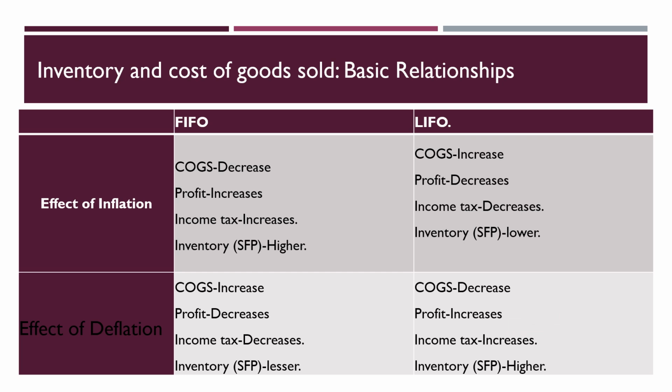In the LIFO scenario, with the deflation, cost of goods sold decreases. As a result, the profit is increasing. At the same time, the income tax also increases. However, the closing inventory reflected in the statement of financial position is much higher due to the deflationary scenario in the method of LIFO.